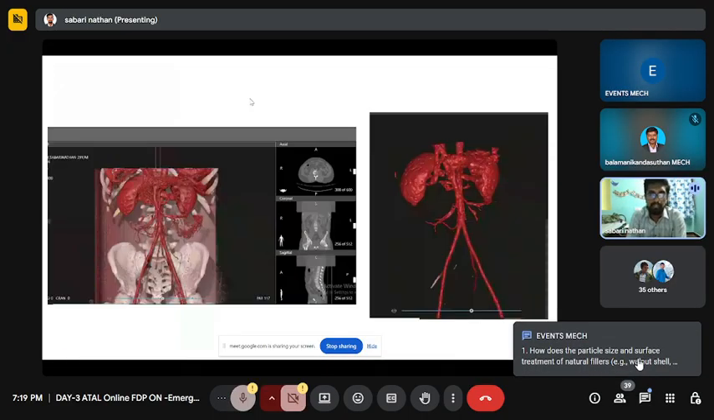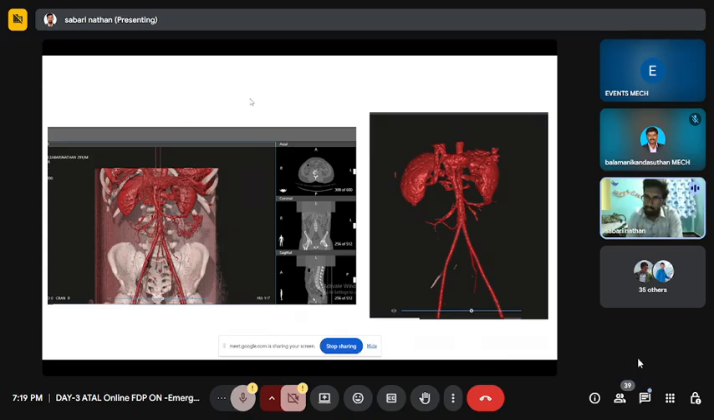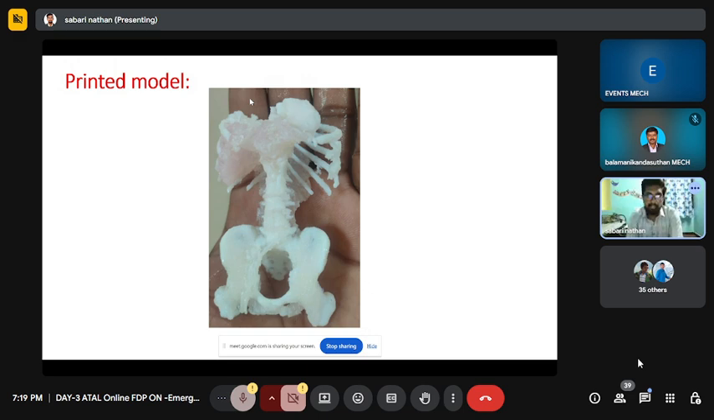So these are some of the models. This is my CT data, and I have developed the model using the same software and 3D printed my model. If I have pre-processed well, it comes out in a good way.